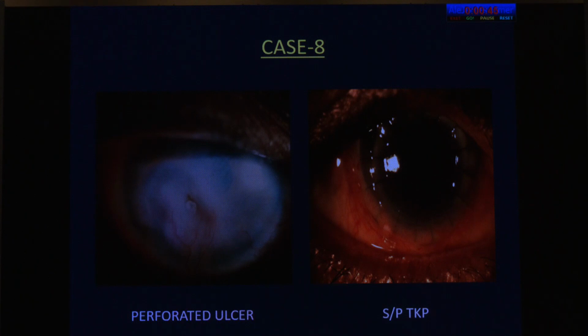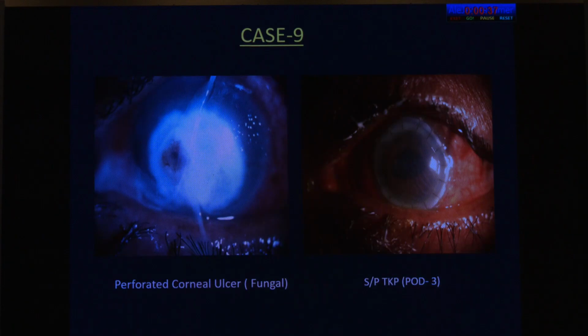We initially tried a glue BCL for the patient, but it didn't work, so we eventually had to perform an eccentric large graft for the patient, and she did very well. This is a very young guy who presented to us with a fungal perforated corneal ulcer. We did a TKP. This is how the eye looks on POD3.